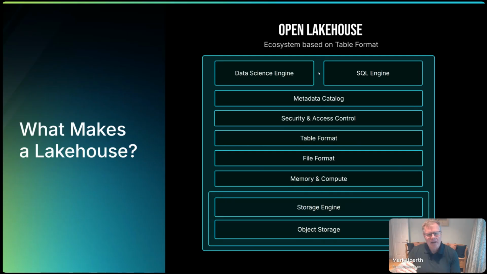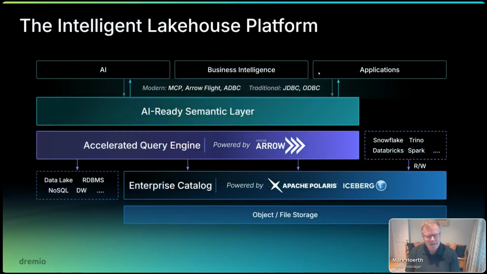Then you need a catalog in order to store metadata to make it available to the query engine. On top of that, you add access control and a variety of other things until you finally get to the top where you're ready to run queries from your favorite BI tool. But you can see here so many different things have to play together in order to get the lakehouse to materialize into something that's actually enterprise ready. And Dremio has perfected this concept into what we call the intelligent lakehouse platform.